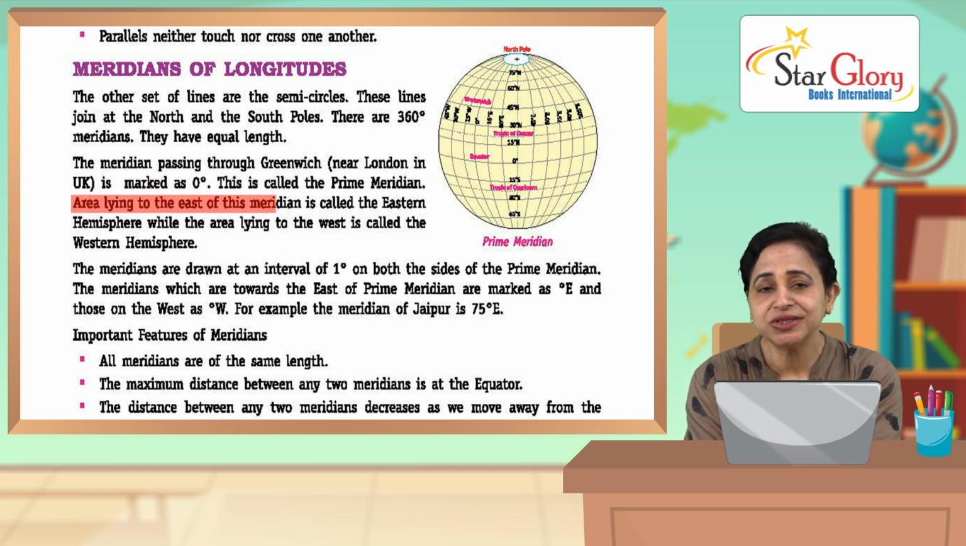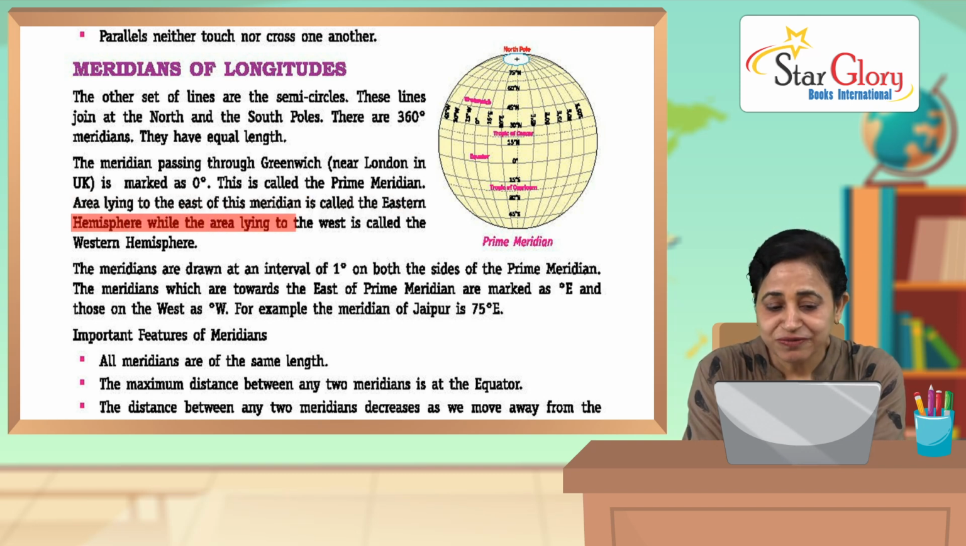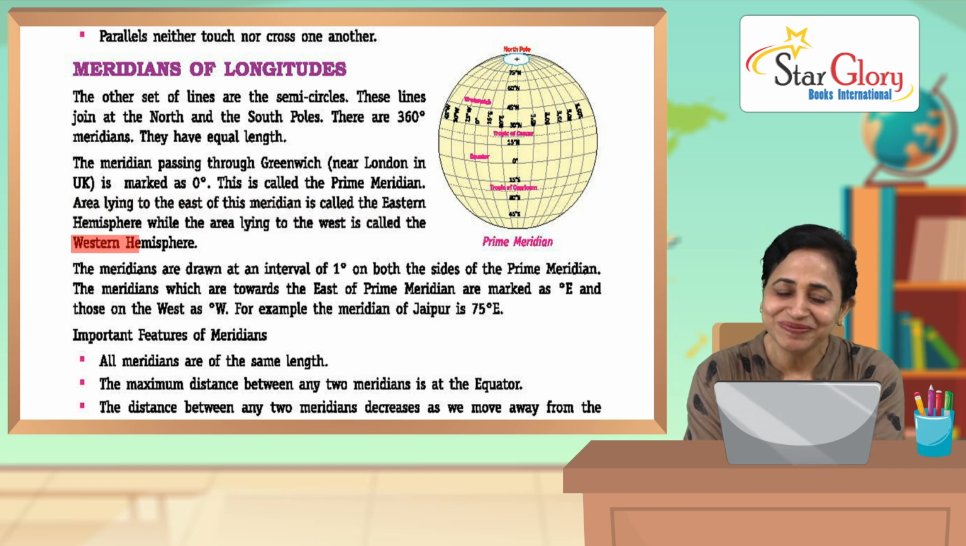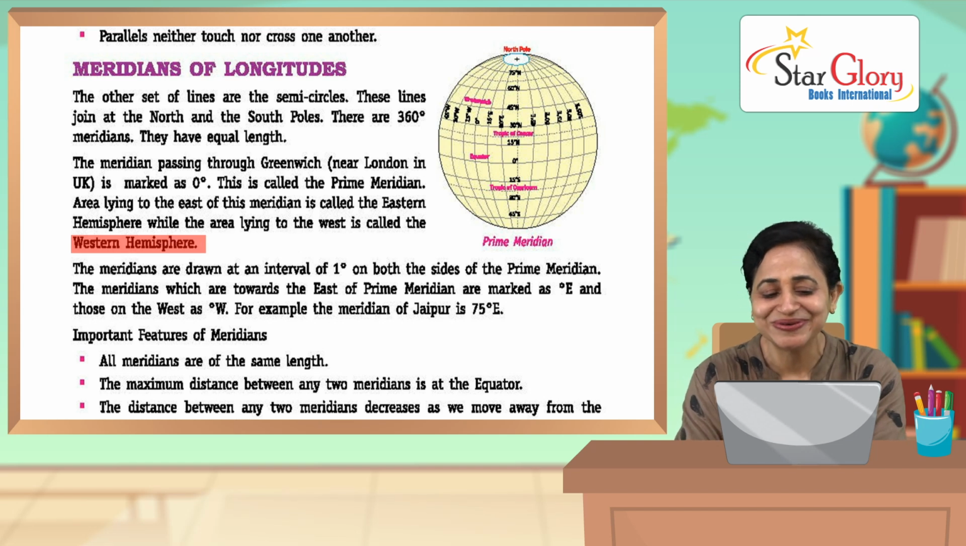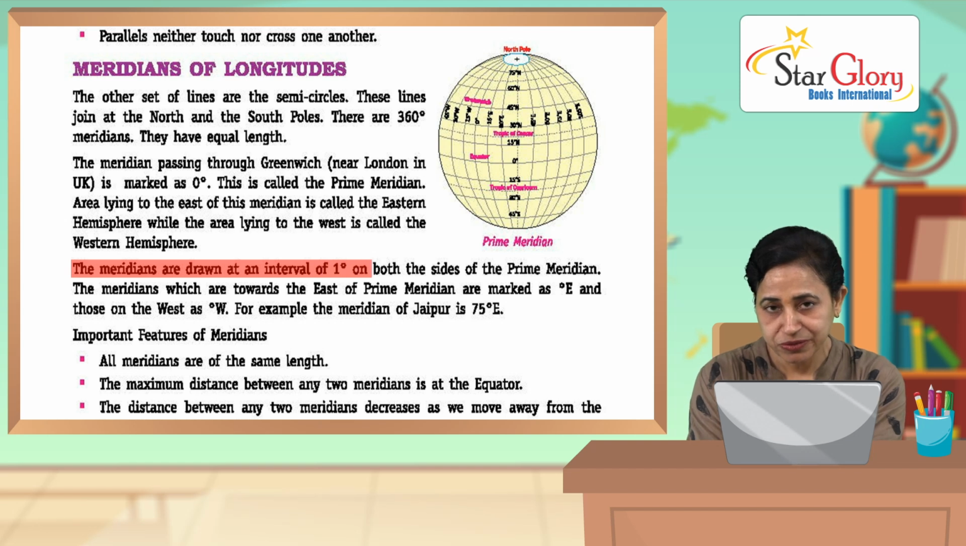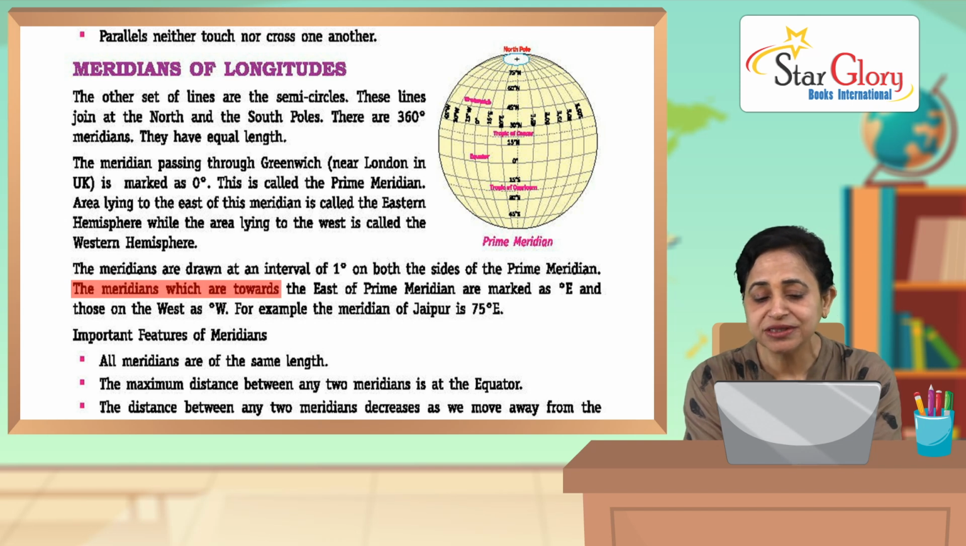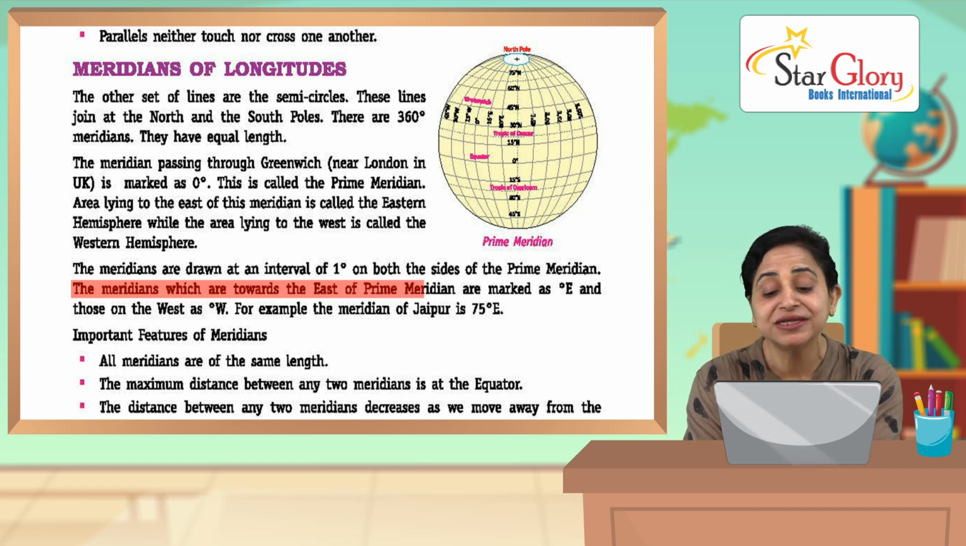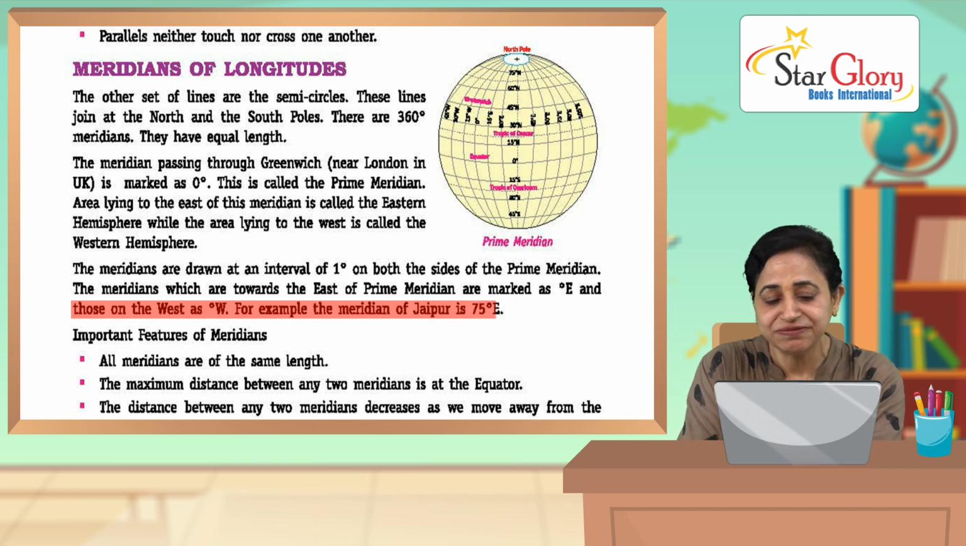The area lying to the east of this meridian is called the Eastern Hemisphere, while the area lying to the west is called the Western Hemisphere. Right, बच्चों. Meridians are drawn at an interval of 1 degree on both sides of the prime meridian, and the meridians which are towards the east of the prime meridian are marked as degrees east, and those on the west are marked as degrees west. For example, the meridian of Jaipur is 75 degree east.